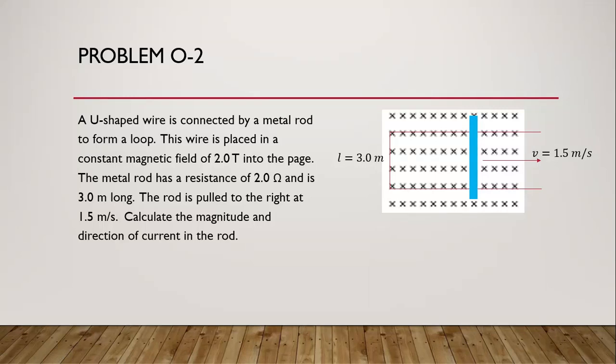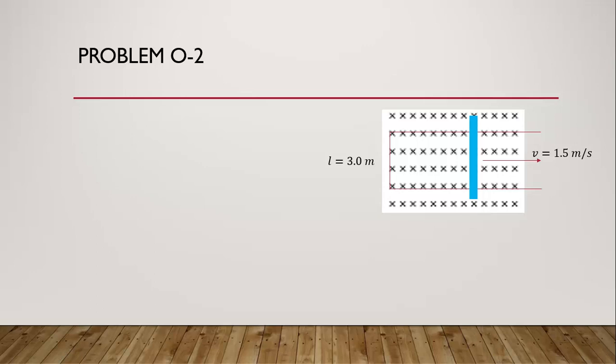We're going to assume the wire has essentially no resistance compared to that 2 ohms. So what I want to do is calculate the magnitude and direction of current within this metal rod, this blue piece, as I pull it to the right. The first thing I know is the length of this side is 3 meters. So we could say EMF is equal to negative change in flux divided by time. And in this case, the magnetic field's not changing, but the area is changing.